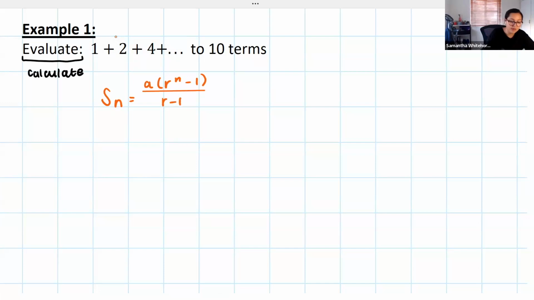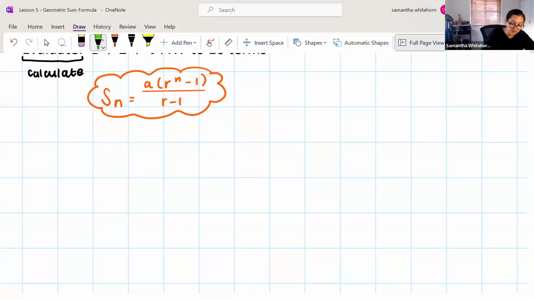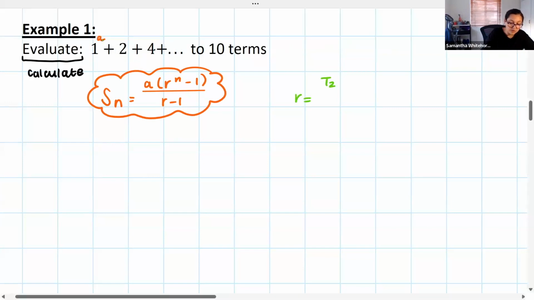There it is again. And remember, for us to be able to use this formula, we need 2 bits of information. We need A and we need R. As long as you've got those 2 bits of information, we are going to be fine. A is your first term, so that's what I have. No stress there. I've got nothing I need to worry about. That's right there. But R, we need to go and work out.